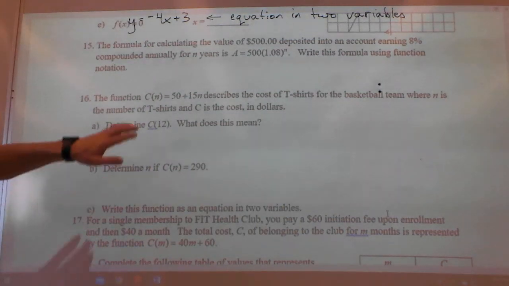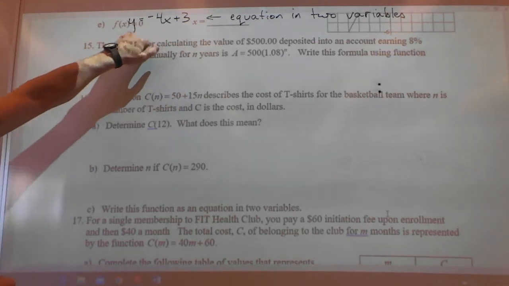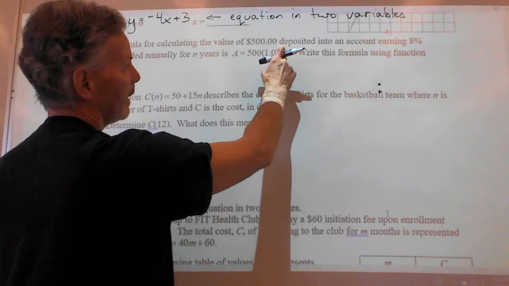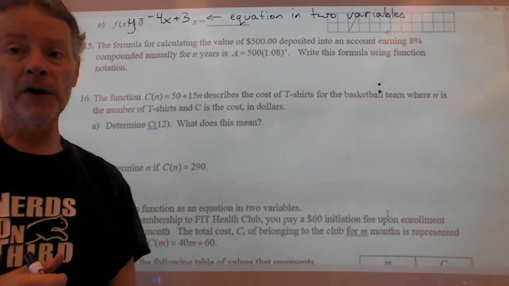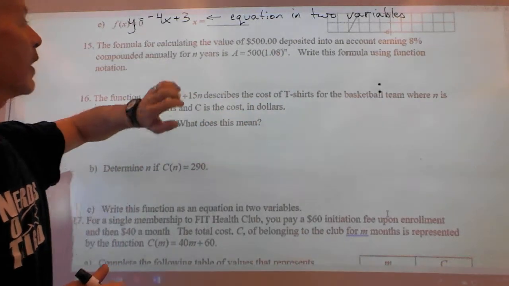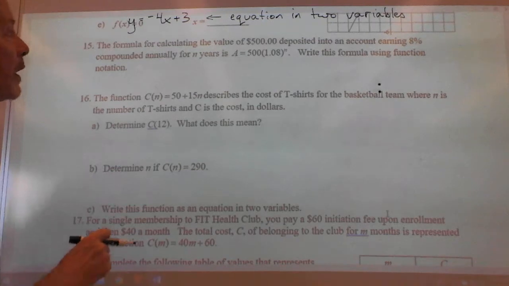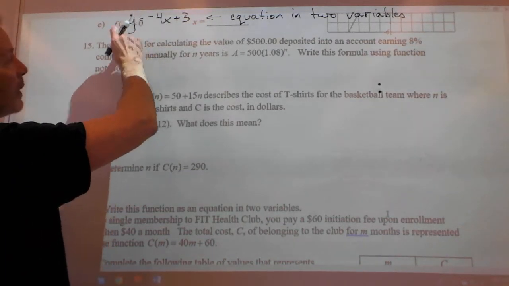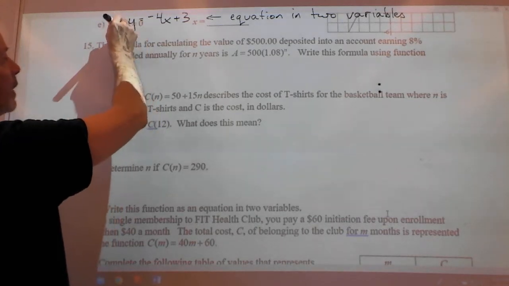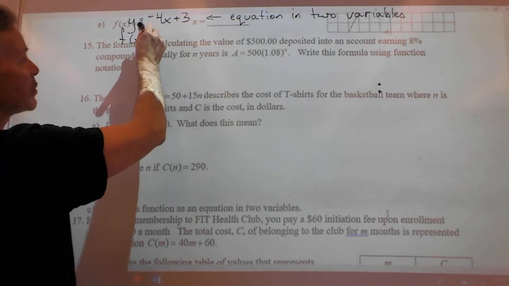Now remember, we said if you have an equation in two variables, a y and an x, or an a and an n, it doesn't matter what the variables are. One is isolated, the other one is on the right-hand side, just as you see here. We said you can write this in function notation very easily. Instead of y, you simply write f at x. The right side doesn't change.